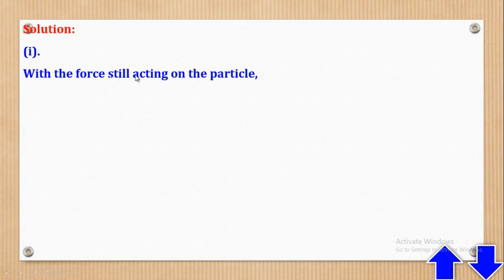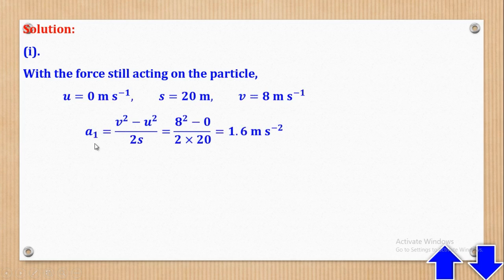So with the force still acting on the body, on the particle, we shall say that u is 0, s is 20, and v is 8. Therefore, the acceleration, which is a1, is the acceleration when the force is still acting. It is equal to v squared minus u squared over 2s, the third equation of motion. So when I substitute, v is 8 and u is 0, then s is 20, therefore acceleration will be 1.6 meters per second squared.